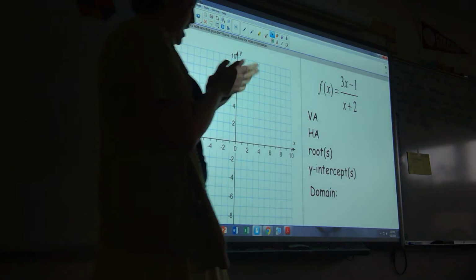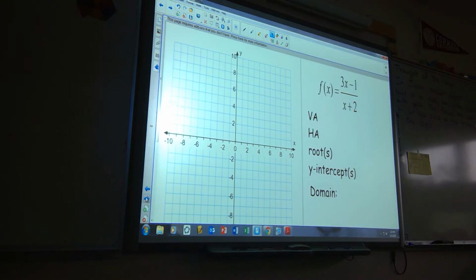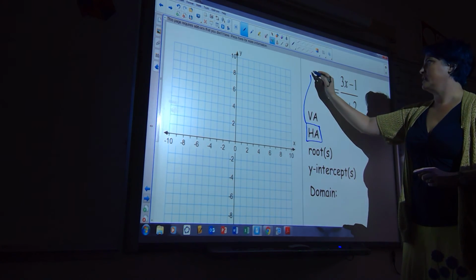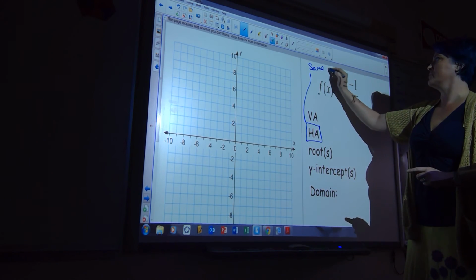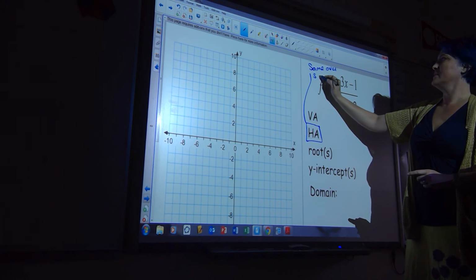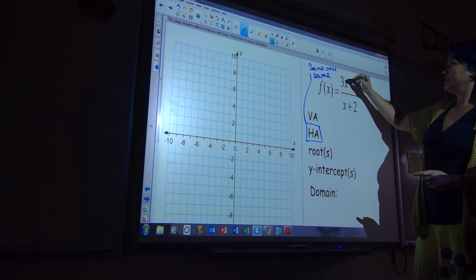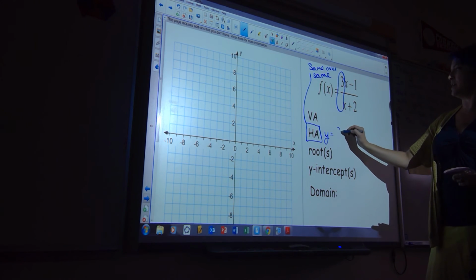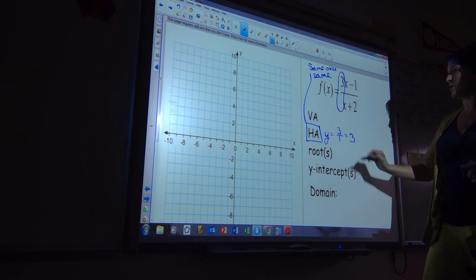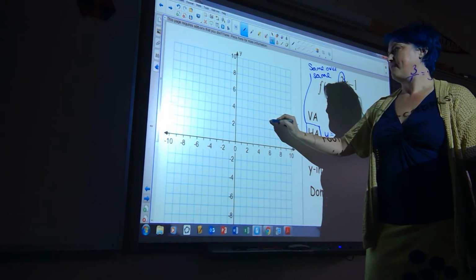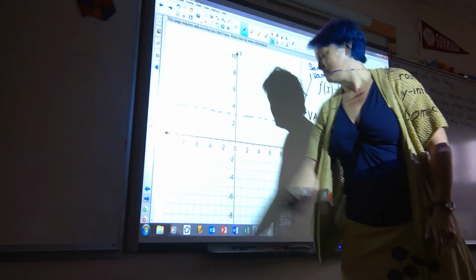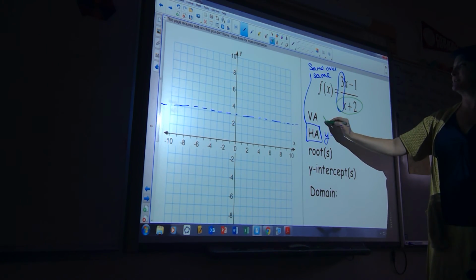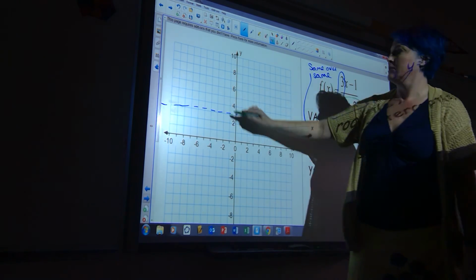All right, so what about this one? Is this one same over same? Yes. Aha, all right. So for this one, I do have same over same. So when I see that, I'm going to go, okay, my horizontal asymptote is at y equals 3 over 1, so it's at y equals 3. My vertical asymptote would be at x equals -2.